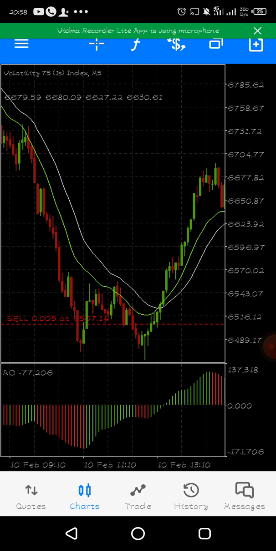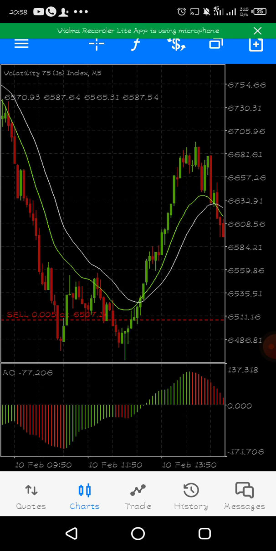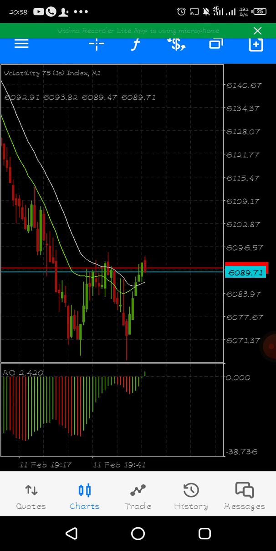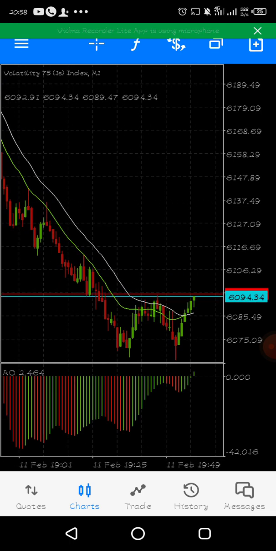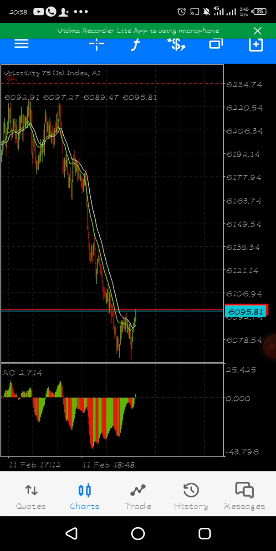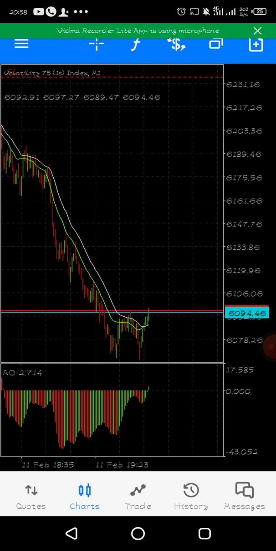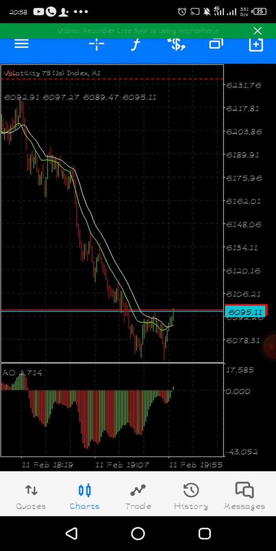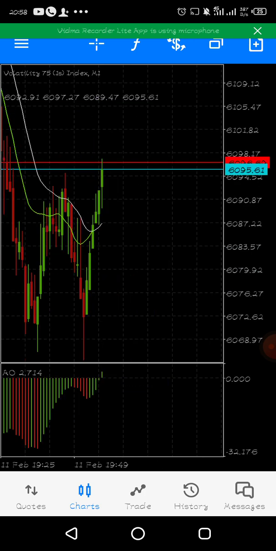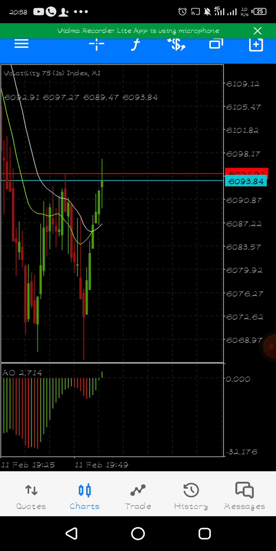Now, this strategy is useful for all time frames. Let's go to 1 minute. As you can see what the market is doing, it's trying to tie the knot back to the upside. So if I pick up a buy trade now, and see this is a double bottom and a divergence to the upside, if I take this trade now, I'll be making huge profit.